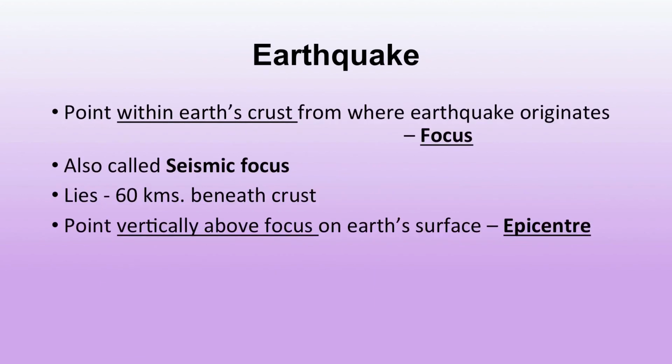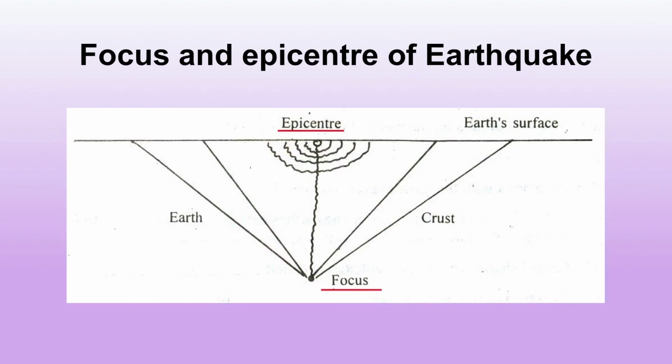Now, the point inside the earth from where an earthquake originates is called the focus. The focus is the point from where the earthquake originates, and it is located inside the earth. It is also called the seismic focus. Seismic means related to earthquake. The seismic focus lies almost 60 kilometers beneath the earth's crust. The point vertically above the focus is known as the epicenter, and this is located on the earth's surface. You can see in the picture the focus, which is located inside, and the point vertically above the focus on the earth's surface is the epicenter.